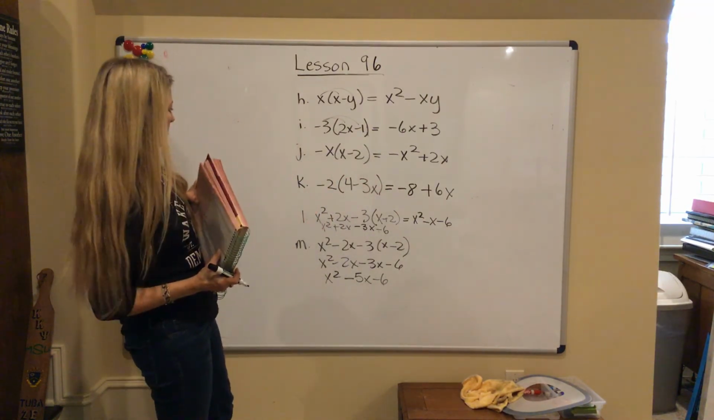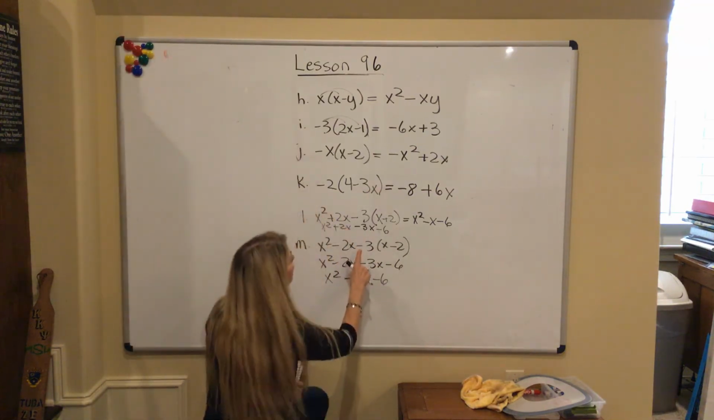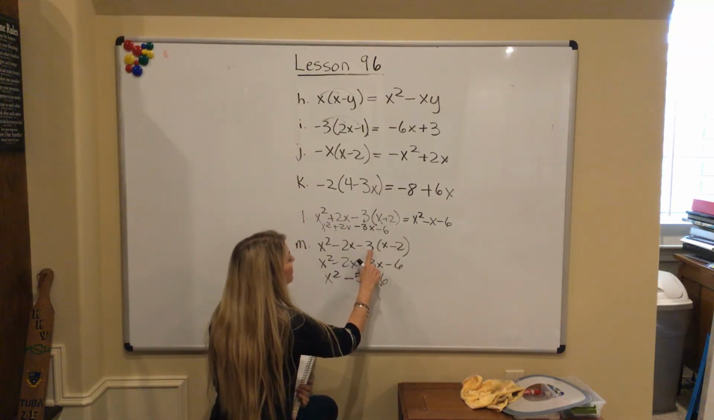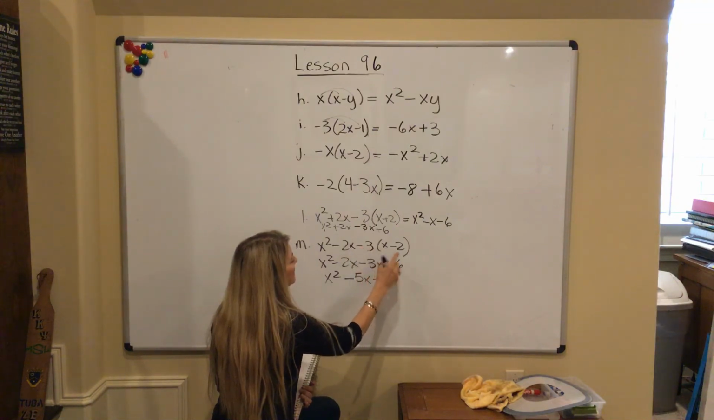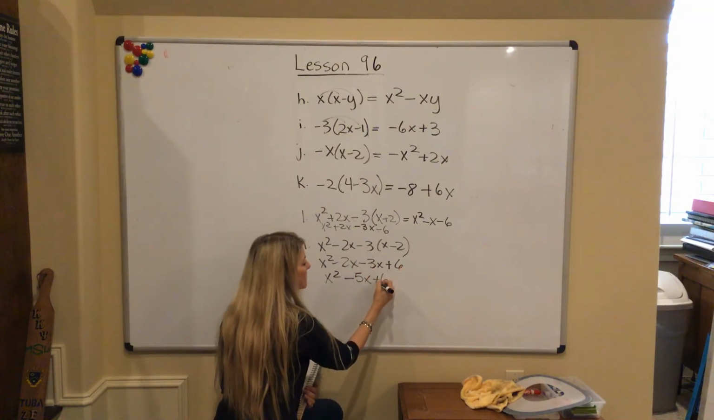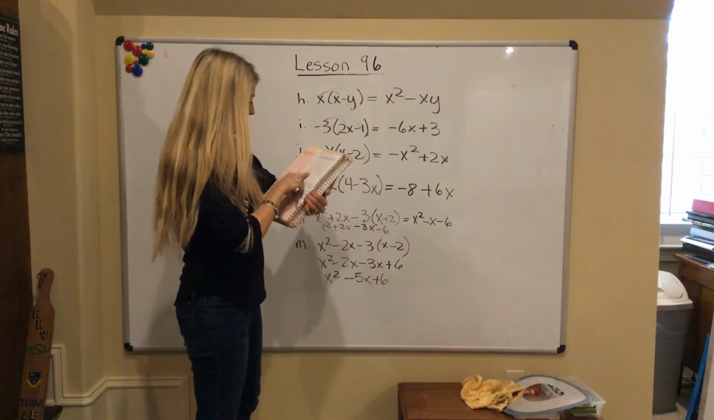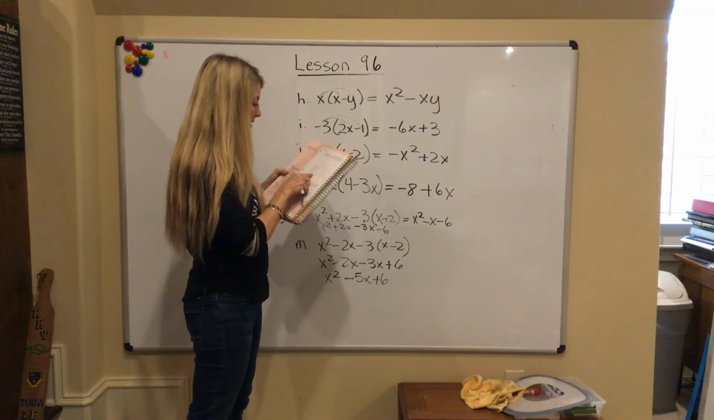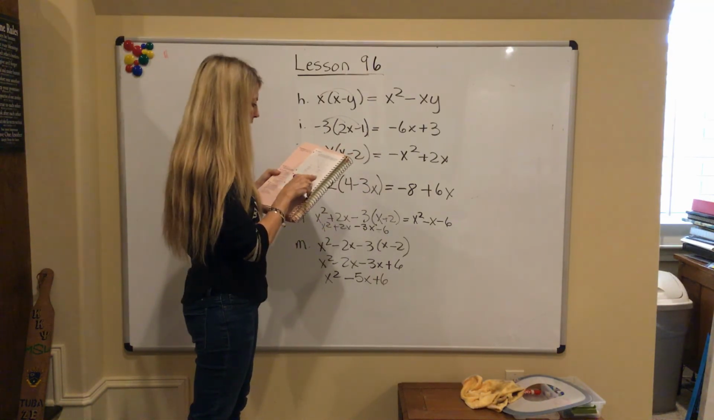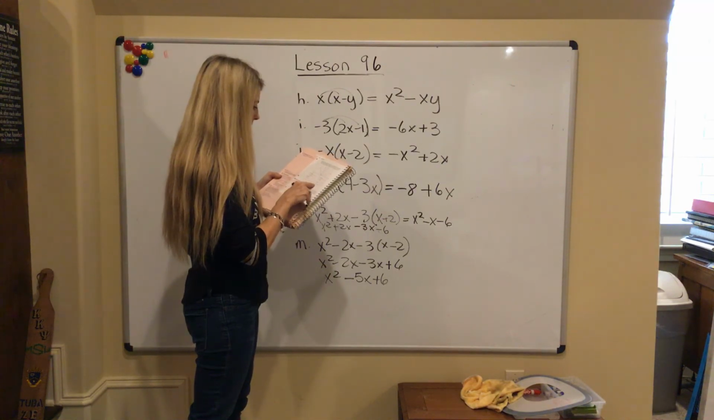Oh, did I do something wrong? I think I did. Yes, right here. This would be negative 3x. Negative 3 times negative 2 would be a positive 6. So that should be a positive 6. Let me check all my answers, make sure I didn't do something wrong along the way. That's right.